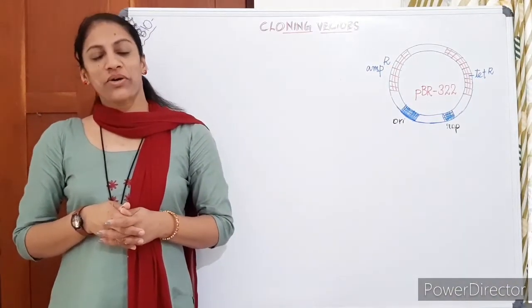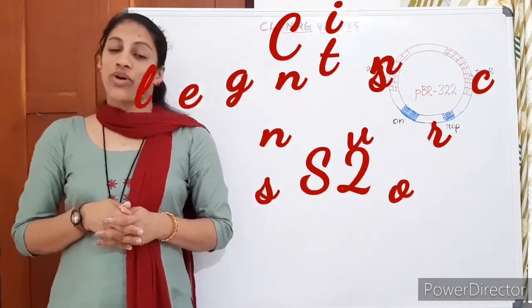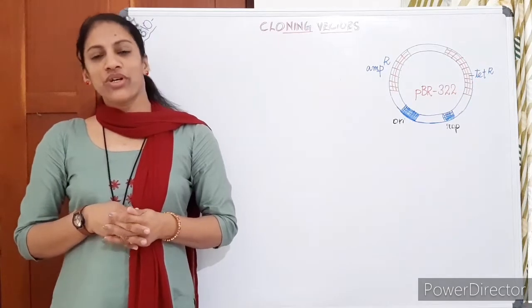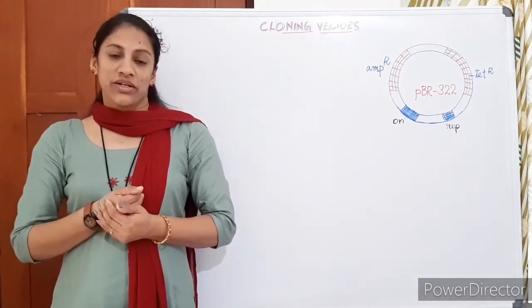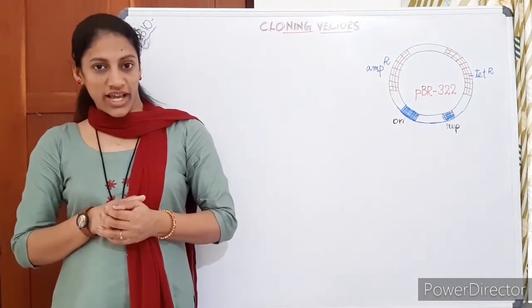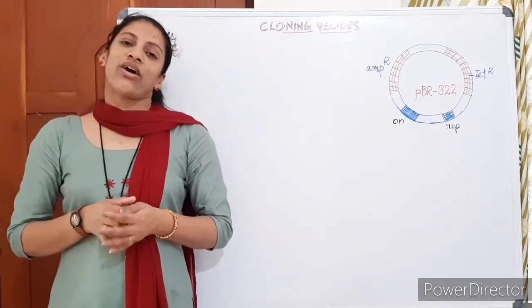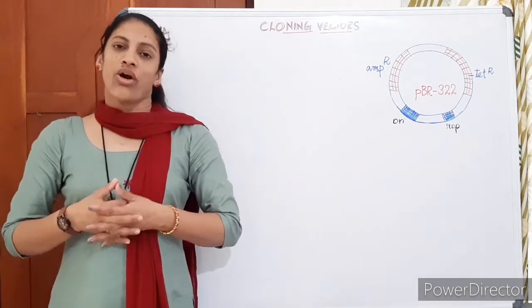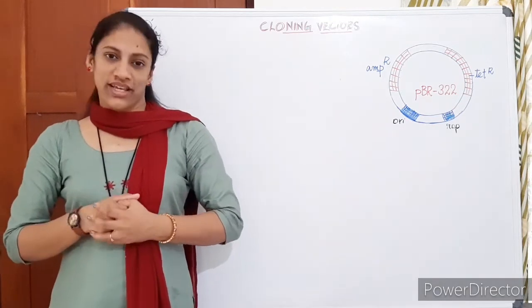Let us continue the topic cloning vectors. We have discussed what cloning vectors are and what their properties are. A cloning vector must fulfill certain criteria. We were discussing that, and as the first part we have discussed that a cloning vector must carry an origin of replication and also it must carry cloning sites.